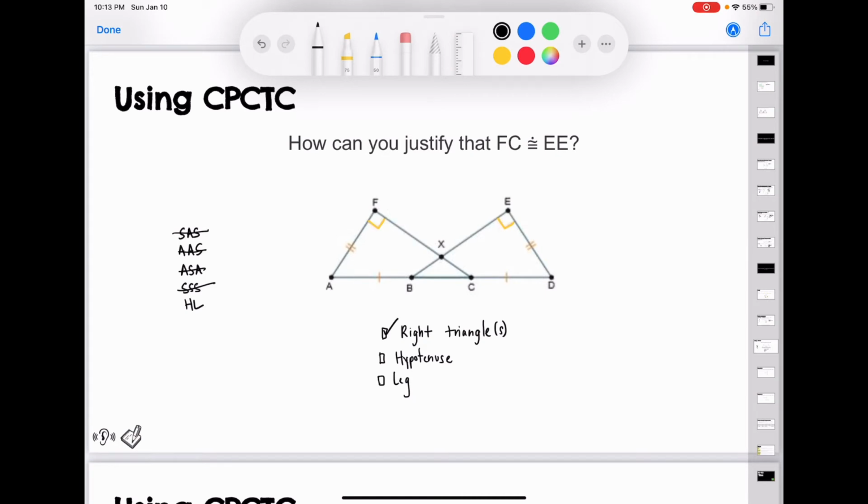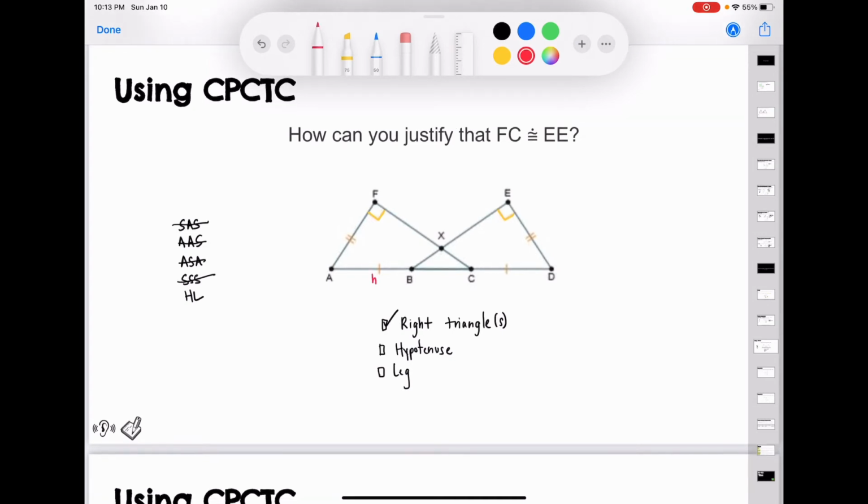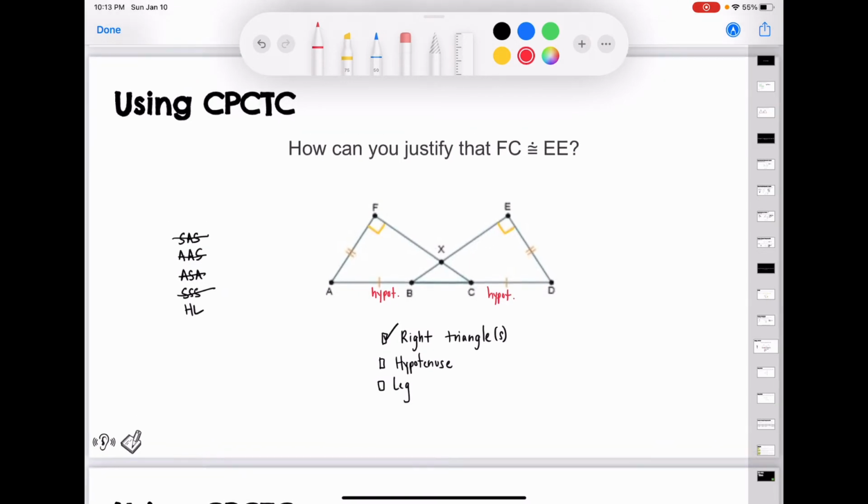Our hypotenuse is congruent. Well, let's locate our hypotenuses. Our hypotenuse is the side opposite our right angle, usually in our placement. So this would be our hypotenuse, and this would be our hypotenuse. So are our hypotenuses congruent to each other? Well, as you can see here, indicated by the symbol, they are in fact congruent.